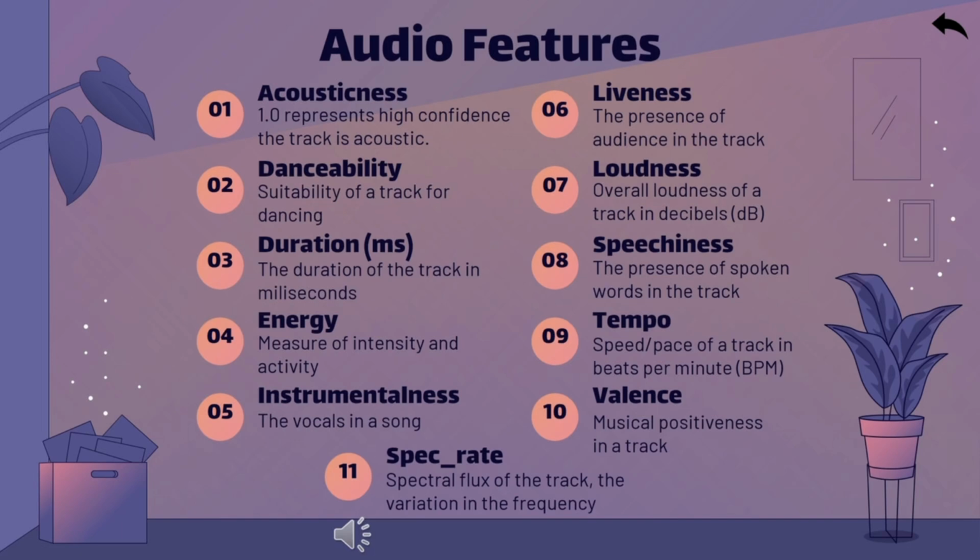And the last feature is spec rate. It is the spectral flux of the track, where it is actually the variation in the frequency of the songs, meaning that the songs can go from slow to fast and then to slow again, and that is called the variation.